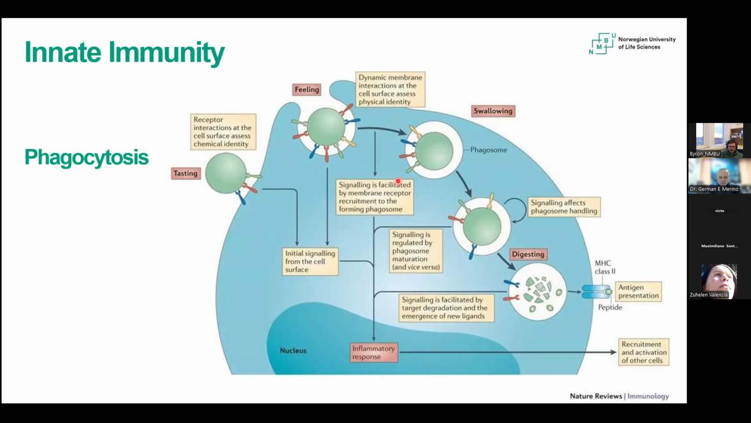How do you detect? Through the receptors. After that, you will see a change in the cytoskeleton of the cell. So at the end, the cells can trap or can engulf the macromolecule, and then we will see how this structure can form a phagosome.